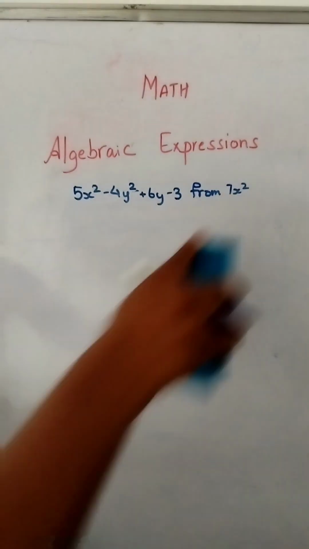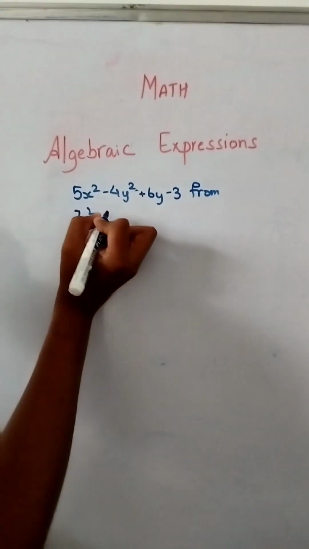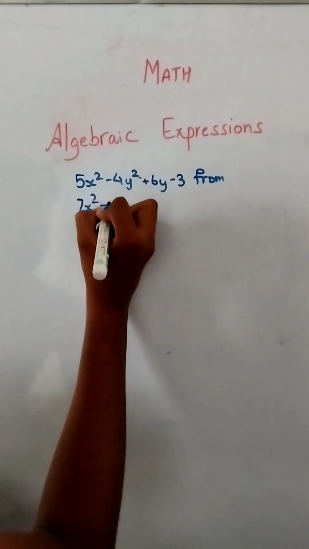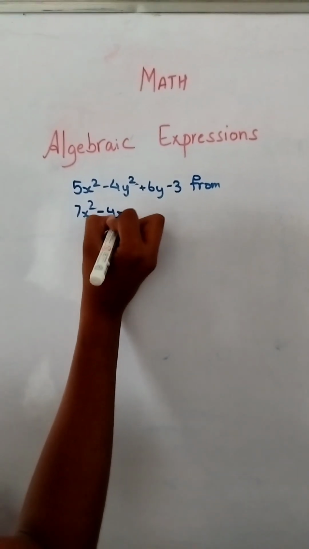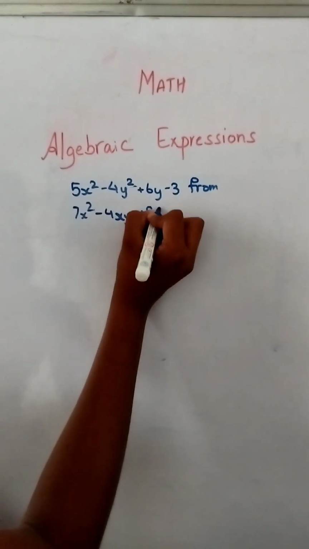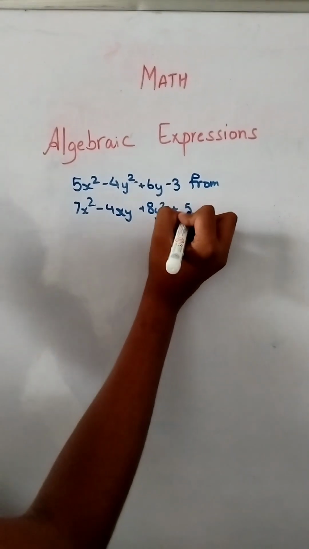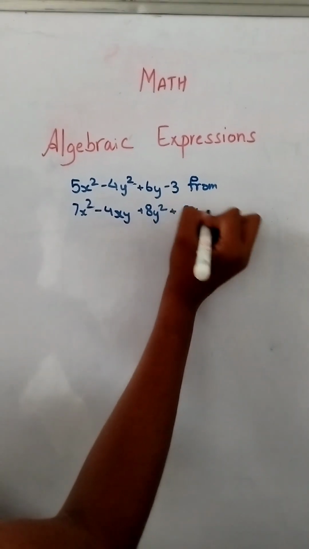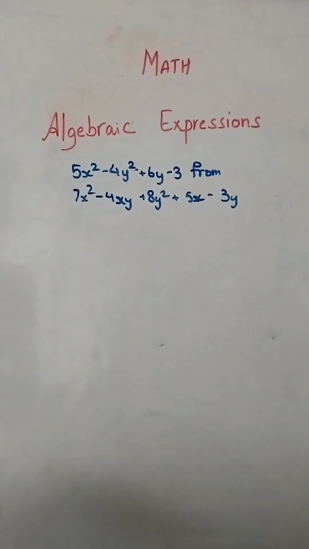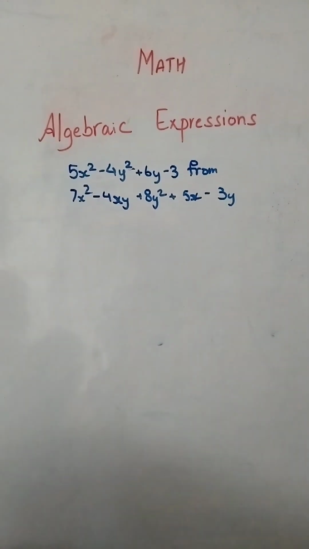Wait, I'll write this on the bottom for easier understanding. From 7x square minus 4xy plus 8y square plus 5x minus 3y. So this is an expression they gave you to subtract. It might look big, but it's very simple.